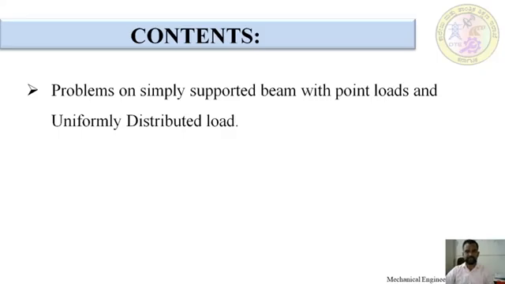In this session we are going to cover somewhat more difficult problems than we discussed in previous classes. In previous classes we solved only simple problems, but in today's class we are going to solve somewhat more difficult problems when we compare to the previous session. In the previous session also we solved problems on point load with UDL on a simply supported beam, but in this session we are going to cover something somewhat different.